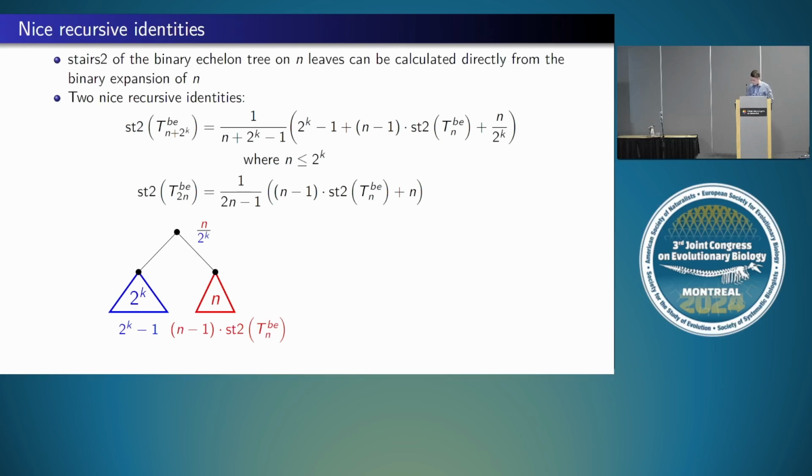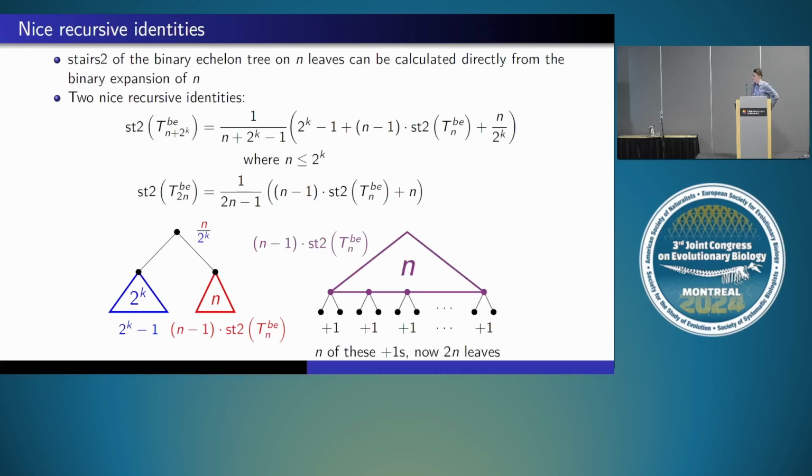And then this other one, this is if you want to double the number of leaves. You also get something nice because to double the number of leaves to get the corresponding binary echelon tree from the previous one, you just take all the leaves and you split them into 2 at the bottom. The nice thing about that is that it doesn't change the ratios because you just doubled the numerator and denominator for everything up here. So we have the same sums for everything in the original purple tree up here.